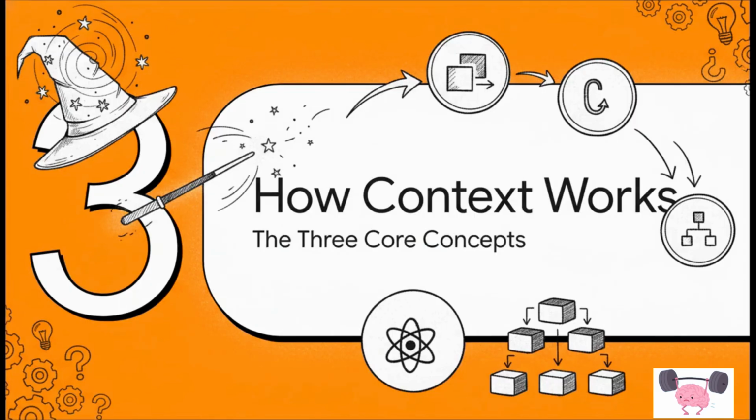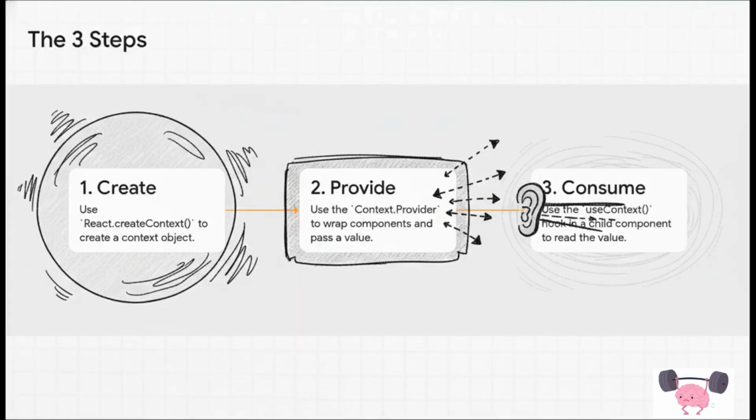So what's the magic behind the curtain? How does this actually work? Well, it's surprisingly simple, really. It all boils down to just 3 main ideas you need to get your head around. Okay, here it is, the 3-step dance. First, you create the context. Think of this like setting up that special private communication channel. Second, you provide the context. You use a special component called a provider to wrap a section of your app and basically inject a value into that channel. And third, you consume the context. Now, any component inside that provider can use the useContext hook to just reach up and grab the value. Create, provide, consume. That's pretty much it.